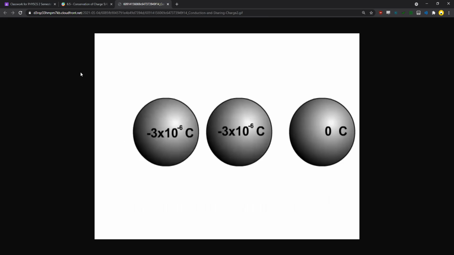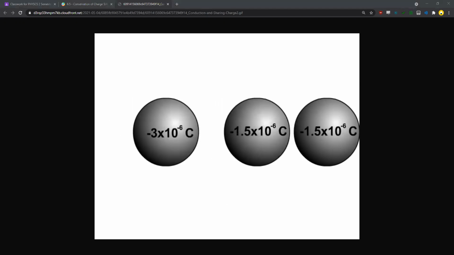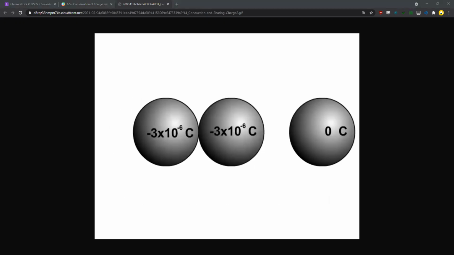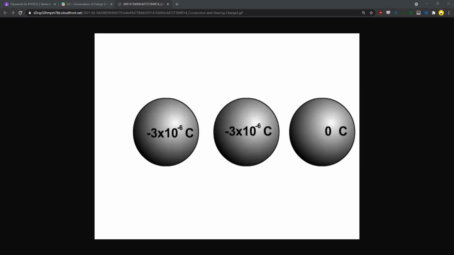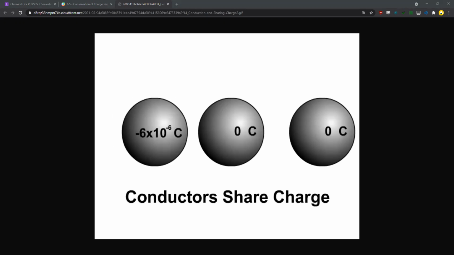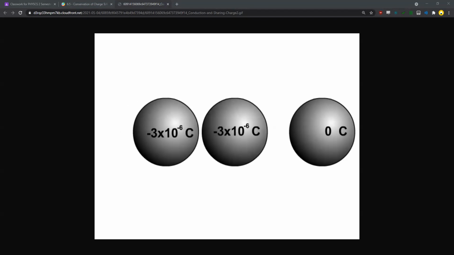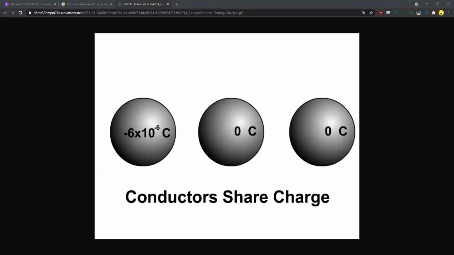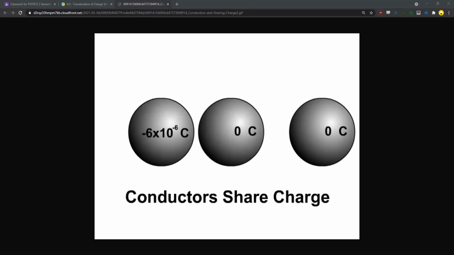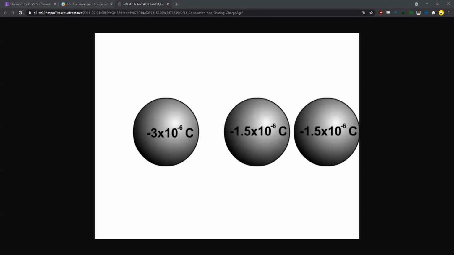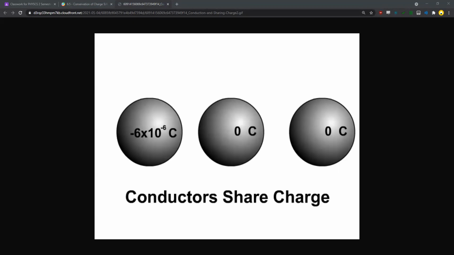Anyone have an answer to number 6? What do they think? I say that the charge splits and keeps splitting along. Okay, so from the full charge of -6 times 10 to the -6 C, it splits, and then that splits again to a third, and there was a fourth. If there was a fourth that was also 0 coulombs, if it was also neutral, then yeah, it would split.